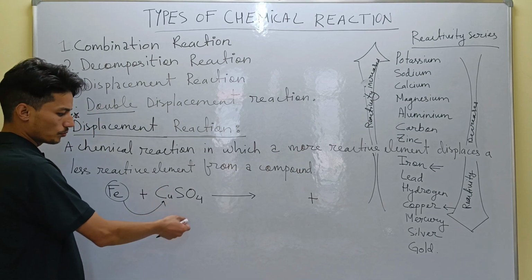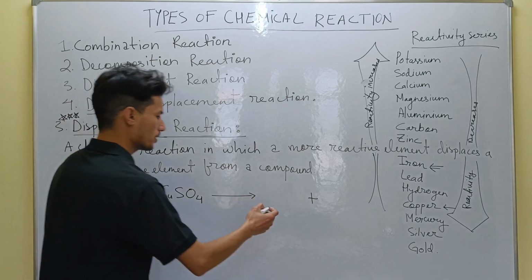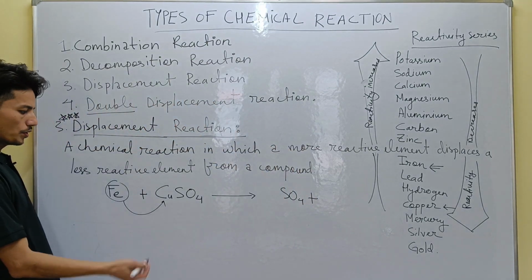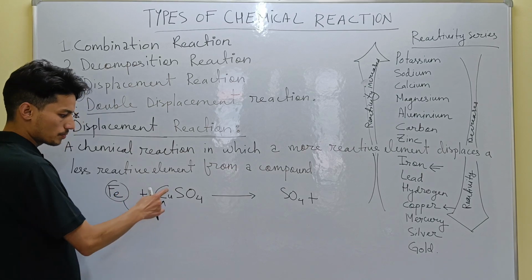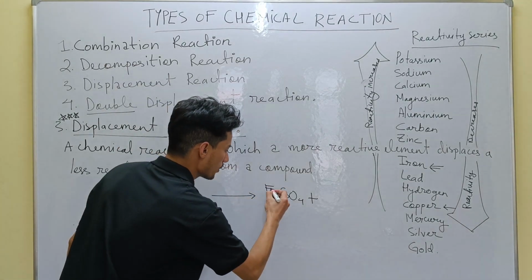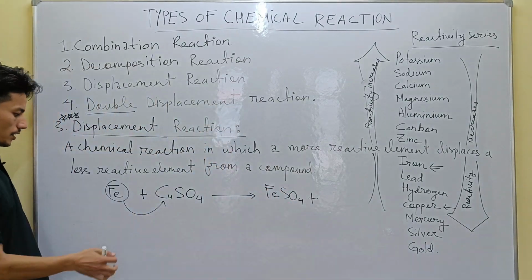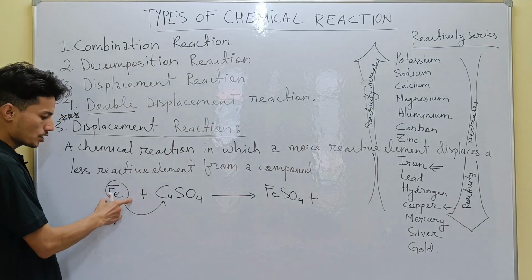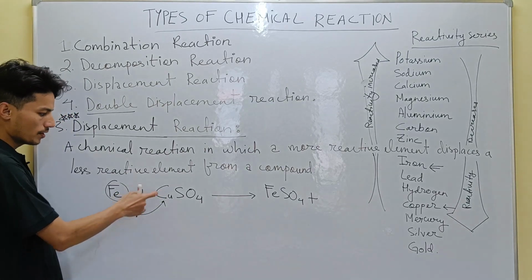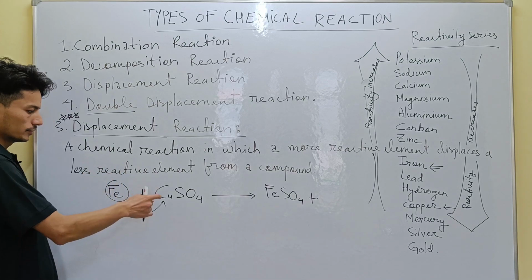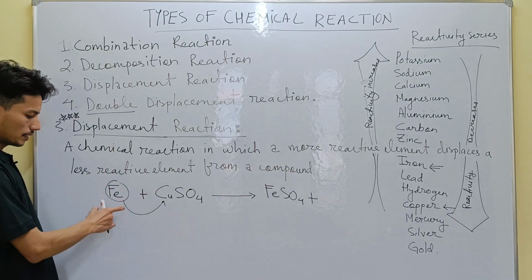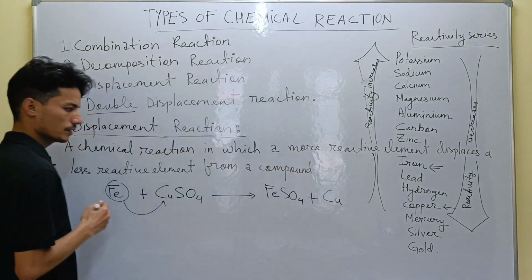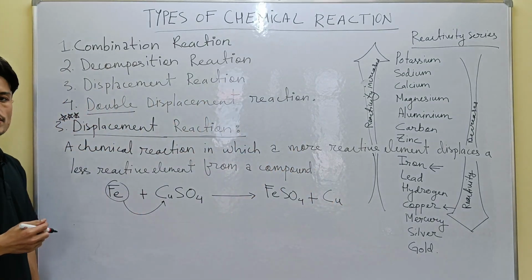So who is not moving? This fellow is not moving. So we can always write the one who is not moving first. Now we know that iron will displace copper, so iron will be found here. Now when iron displaces copper, this space is left behind, isn't it? So who will come here? Copper has to come and take the place vacated by iron. So now copper will be found here. So this is how displacement reaction works.